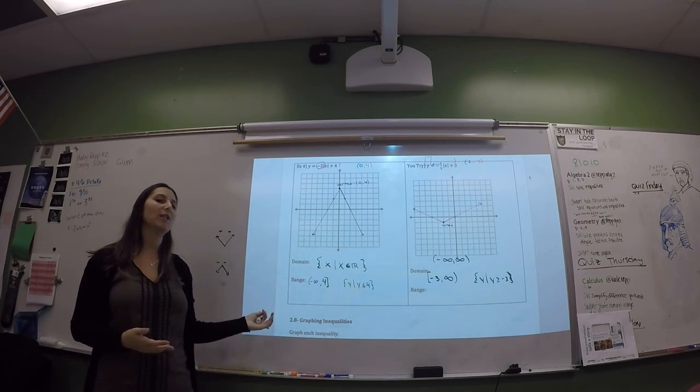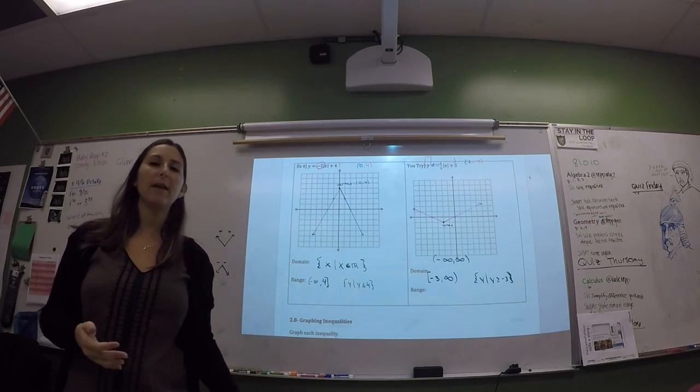So that's what changes when it goes upside down: the range. I don't have enough space for the x.